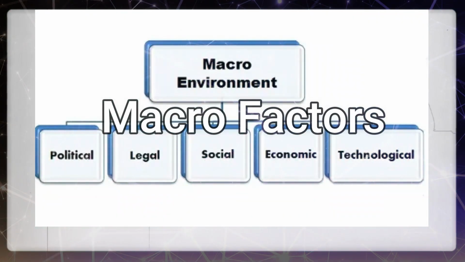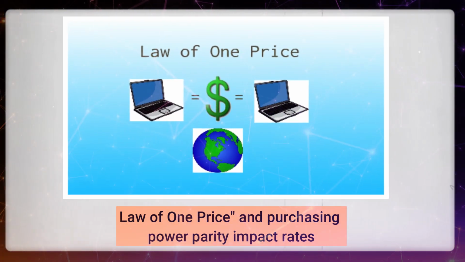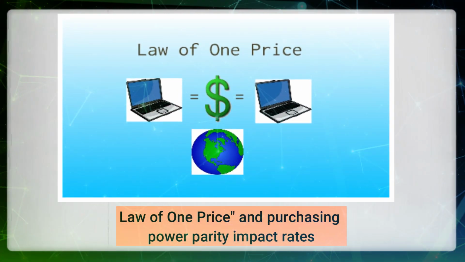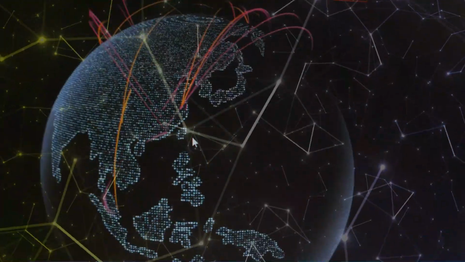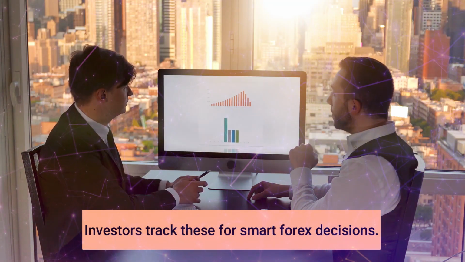Macro factors. Macroeconomic factors drive rate fluctuations. Law of one price and purchasing power parity impact rates. Interest rates, prices, geopolitics, and stability matter. Investors track these for smart forex decisions.